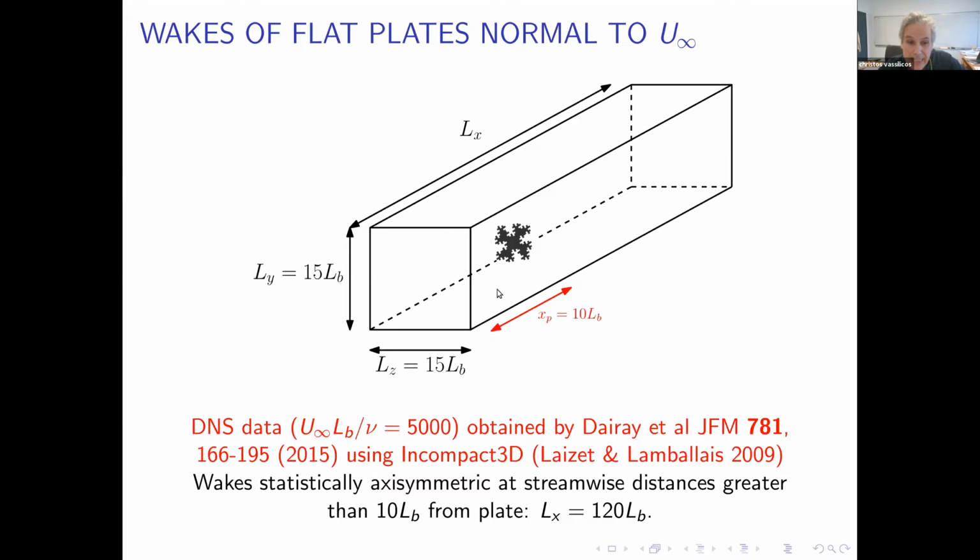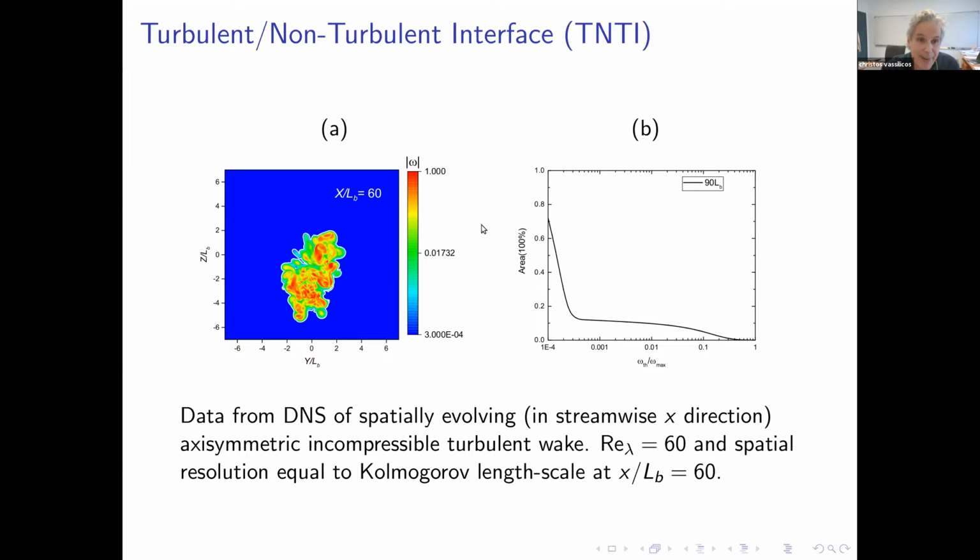But this DNS data gives us a wake, which I show here in a plane. So this is now a plane which is normal to the streamwise direction of the wake. This now is the modulus of vorticity in the plane ZX. So the mean flow is normal to ZX, in direction X. And you can see here what people usually identify as the turbulent, non-turbulent interface. Inside here, where you have colors red, green, and yellow, you have high vorticity. Where you have blue, the vorticity is very small, perhaps even vanishingly small, you are far away.